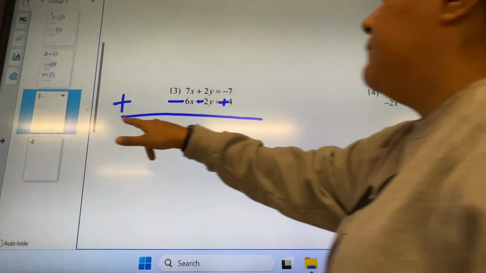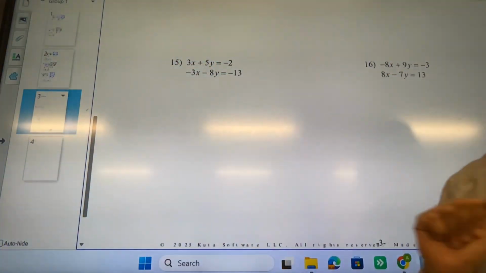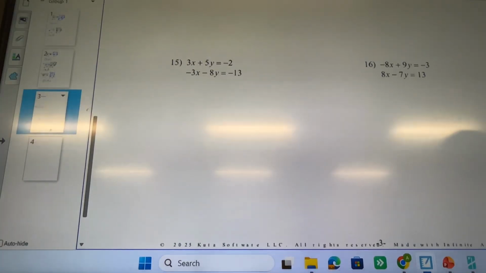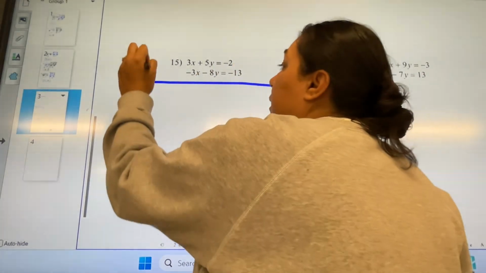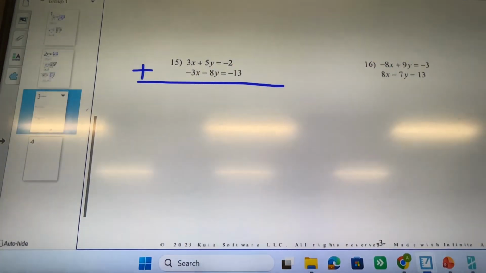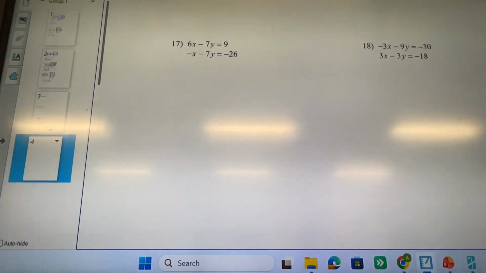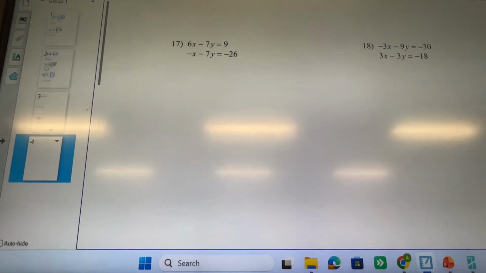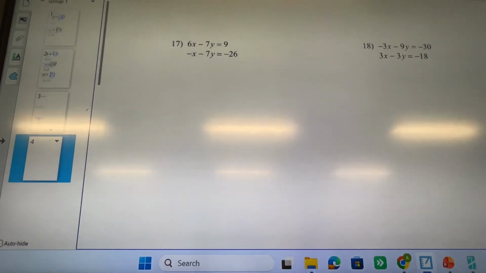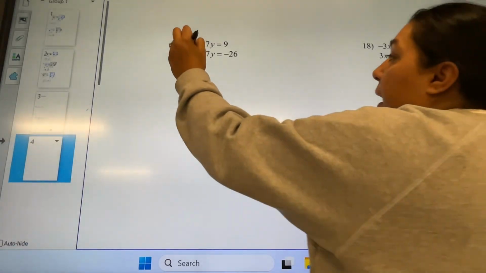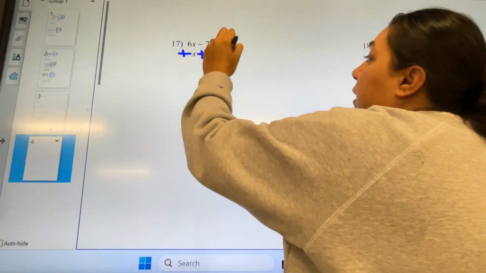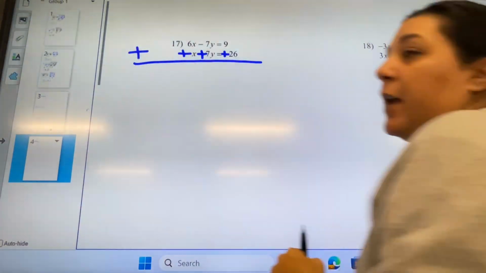Okay, so look at 15. What should cancel, x's or y's? The x's should cancel. Do we need to change the signs or no? No, so we're just gonna draw our line and put the plus sign. That's all that's needed. Okay, look at 17. Who's gonna cancel, x's or y's? The y's should cancel. Do we need to change the signs or not? Yes, so it's gonna be a positive x, a positive y, and a positive 26. And then we add them together.